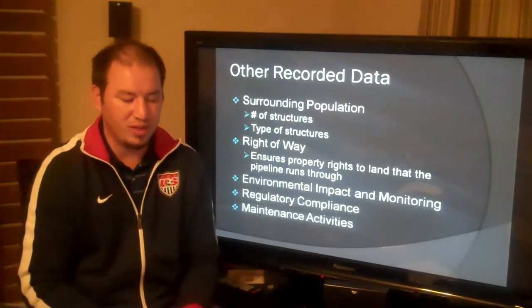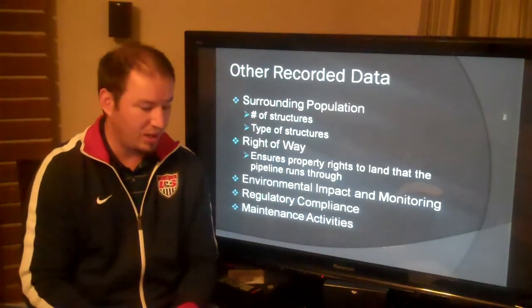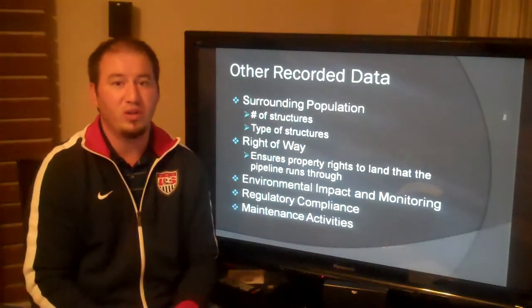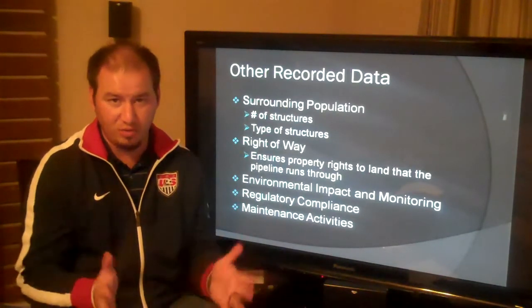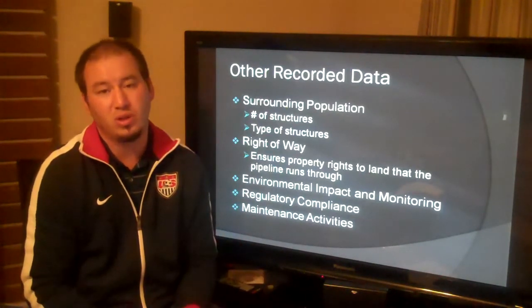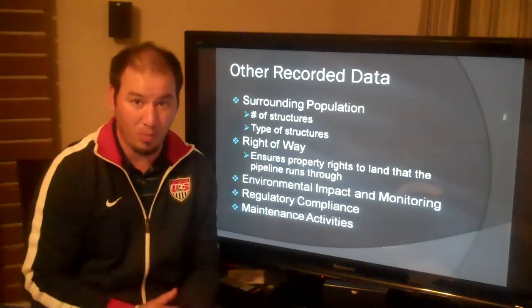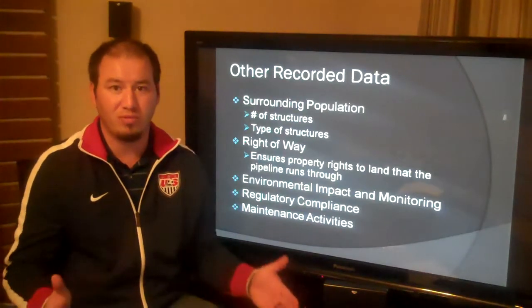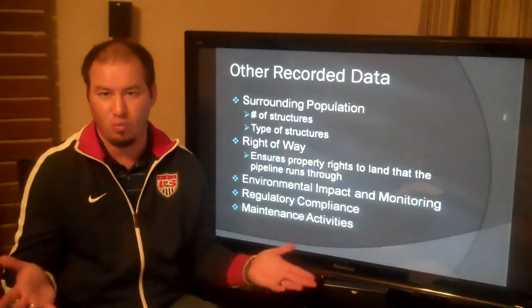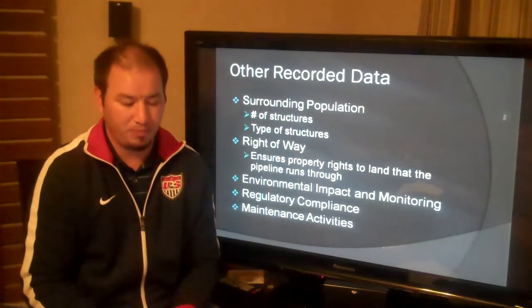We also have other recorded data in terms of the surrounding population for compliance. Our right-of-way, we need to know if there are any encroachments of structures onto the right-of-way. We've got to keep a careful, close eye on that. Some people don't even know a pipeline's there, so it's our job to monitor that area of land that we call our right-of-way for our pipe.